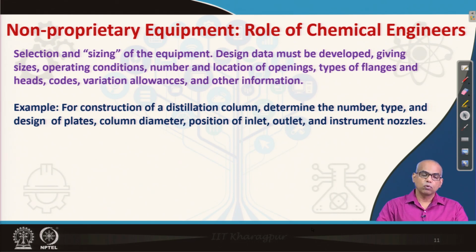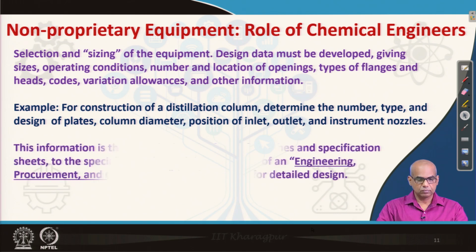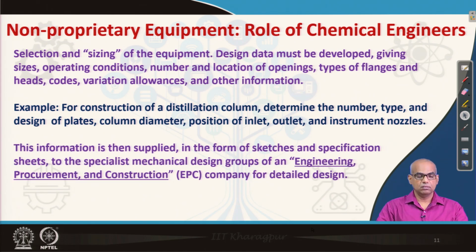For example, for construction of a distillation column, you have to determine the number of plates, the types of plates, the design of plates, the diameter of the column, the position of inlet nozzle, outlet nozzle and instrument nozzles. You have to specify the basic control loops. This information is then supplied in the form of sketches and specification sheets to the specialist mechanical design groups of an engineering, procurement and construction company for detailed design.